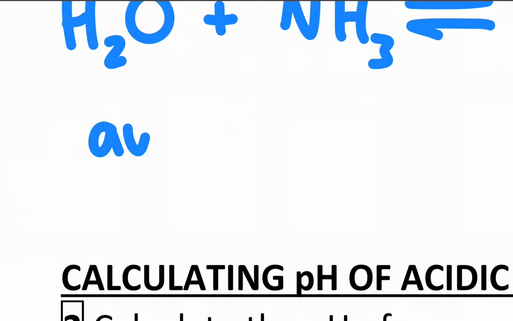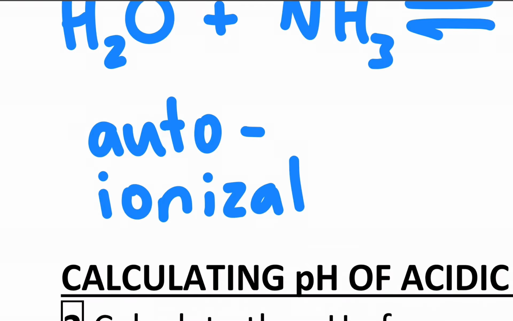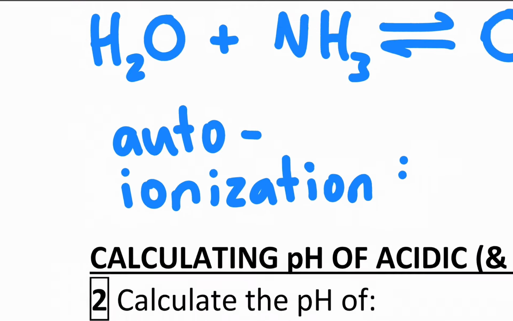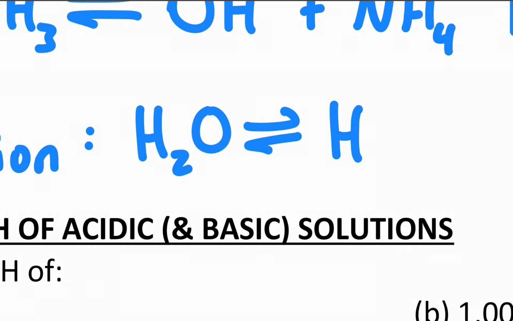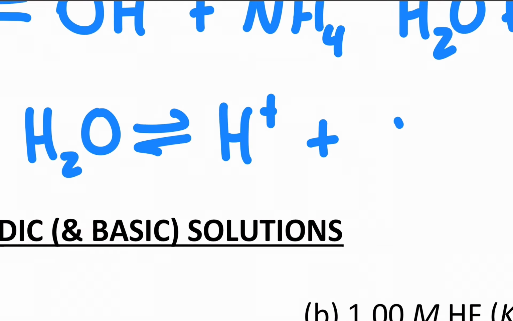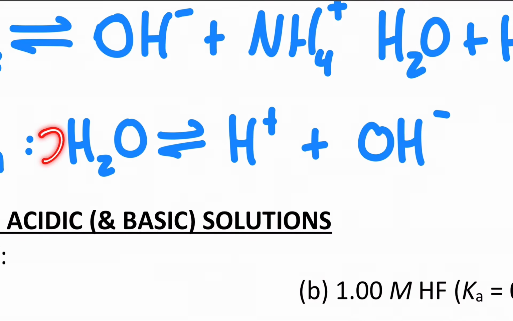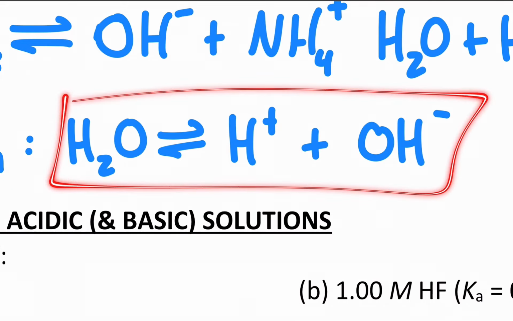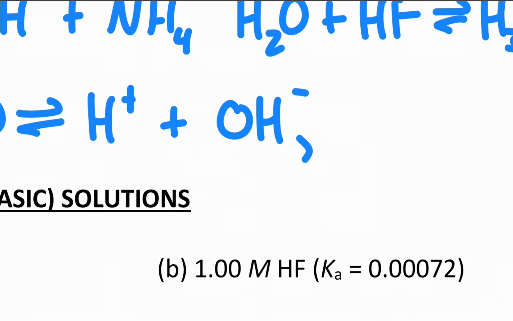This is called the auto-ionization of water, and we write it as a water molecule reversibly becoming an H plus ion and a hydroxide ion. Sometimes it's written as two waters becoming a hydronium and a hydroxide, but that's just a simplification of the same thing. And this reaction is so well studied, it has its own K value.